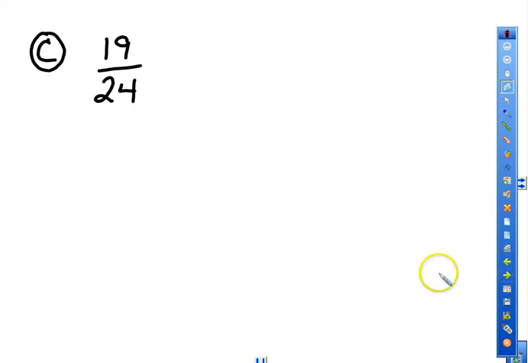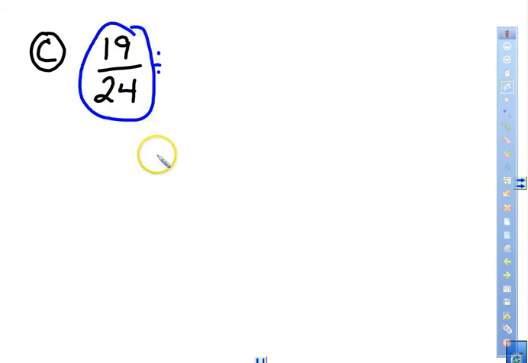Let's look at the next. Go ahead and hit pause and solve this. Now for this particular problem, we're trying to find a number that will go into 19 and 24. Well, the irony of it all is that 19 is already a prime number. So if 19 doesn't go into 24 equally, then we already have this answer in simplest form. So you can just simply write simplest form or abbreviate with SF.